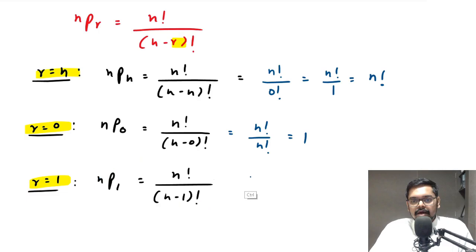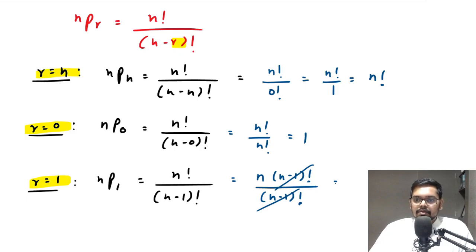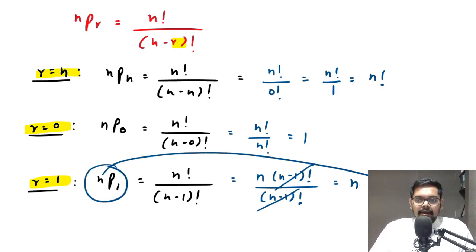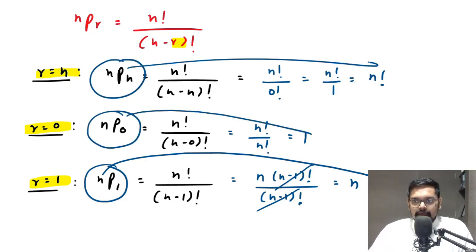If I substitute r is 1, then nP1 is equal to n factorial by n minus 1 factorial. I can say that the numerator can be written as n into n minus 1 factorial, and the denominator is n minus 1 factorial. So n minus 1 factorial cancels and the answer is n. So always remember, your nP1 is straight away n, your nP0 is 1, your nPn is n factorial.